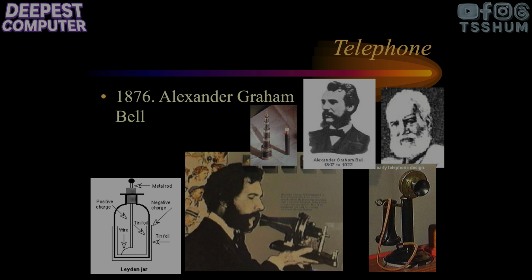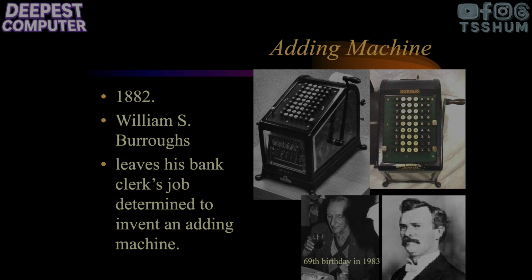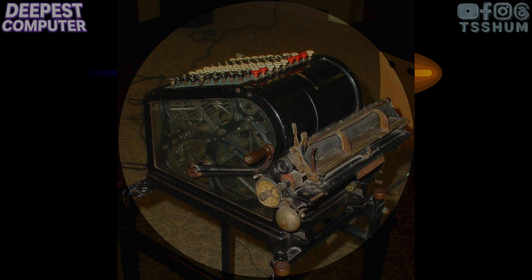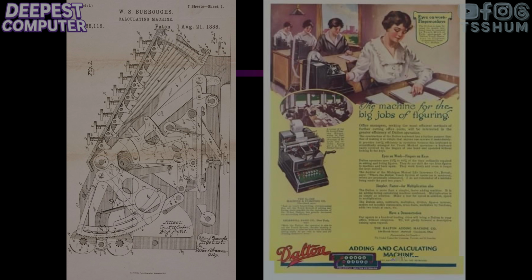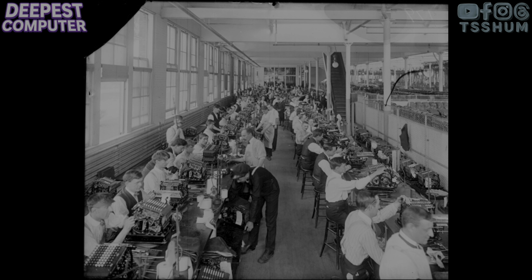Alexander Graham Bell invented the telephone in 1876. In 1882, William S. Burroughs left his bank clerk job to invent an adding machine. This image illustrates the use of an adding machine. Another view of an early adding machine. A bank clerk using an adding machine for calculations.